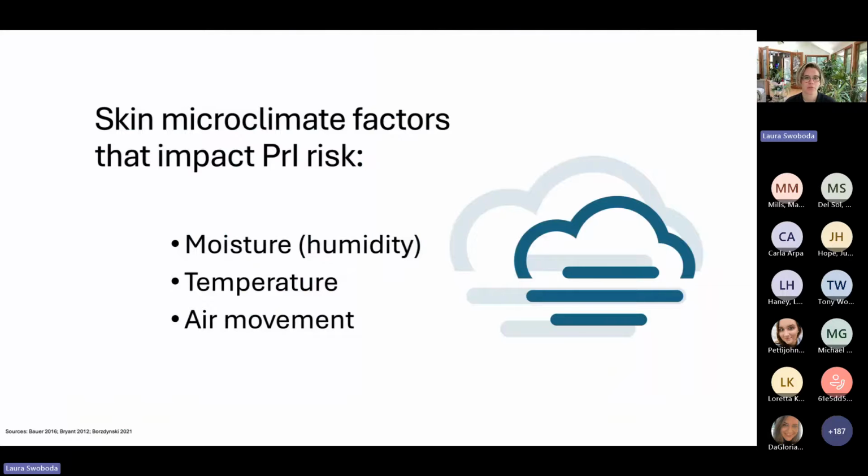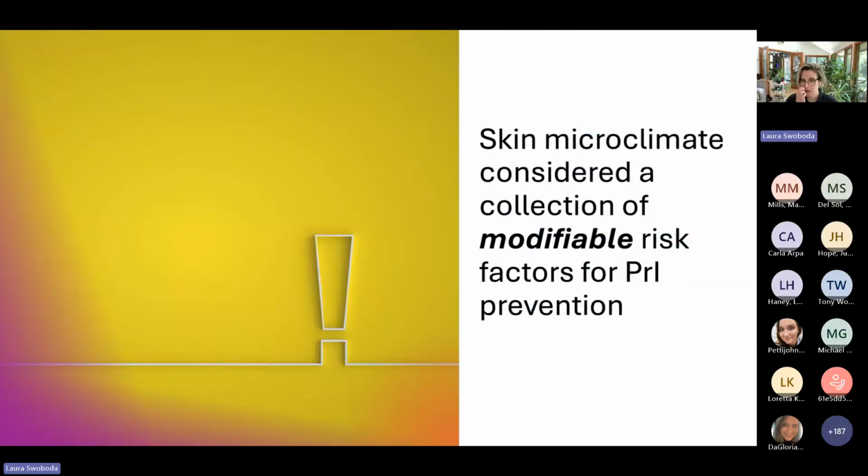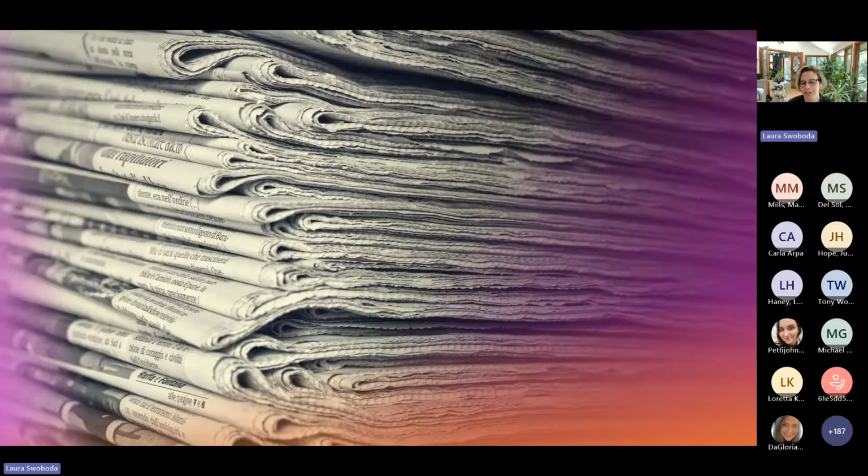Some of the skin microclimate factors that impact our pressure injury risk are our moisture content, our humidity, the temperature, and the air movement of our microclimate. And when we're talking about therapeutic support surfaces, that's one that we're thinking about a lot, right? Now, the skin microclimate, and the reason we're all here, right, listening, is that the skin microclimate is considered a collection of modifiable risk factors for pressure injury prevention. So this is something that we can actually do something about. And we're going to talk about how linen layers directly contribute to that.